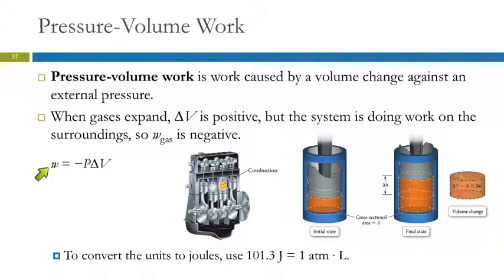So work has units of joules. Pressure, we often use atmospheres, and volume is often liters. So there's a relationship between joules and atmosphere liters, and that's this down here. 101.3 joules is equal to 1 atmosphere liter, or liter atmosphere. Now, I don't expect you to memorize that, but it helps if you remember that it exists, because otherwise you can get a little flummoxed by some of the unit conversions necessary.